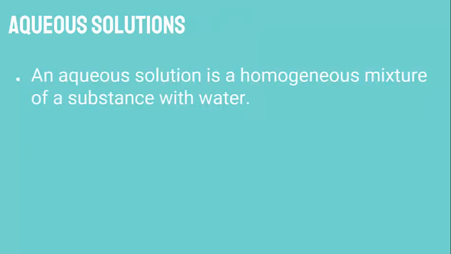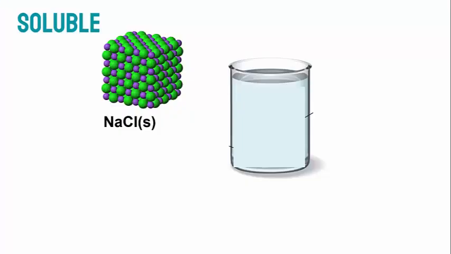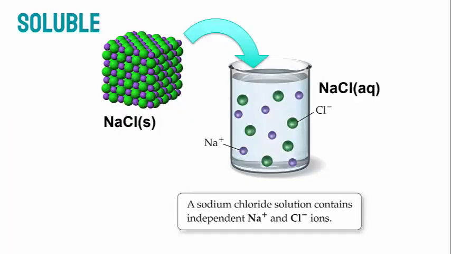We form aqueous solutions when we dissolve a substance in water. Ionic compounds dissolved in water are said to dissociate into their ions. For example, when you put sodium chloride into water, the ions dissociate into sodium plus ions and chloride minus ions. Let's see how that happens.